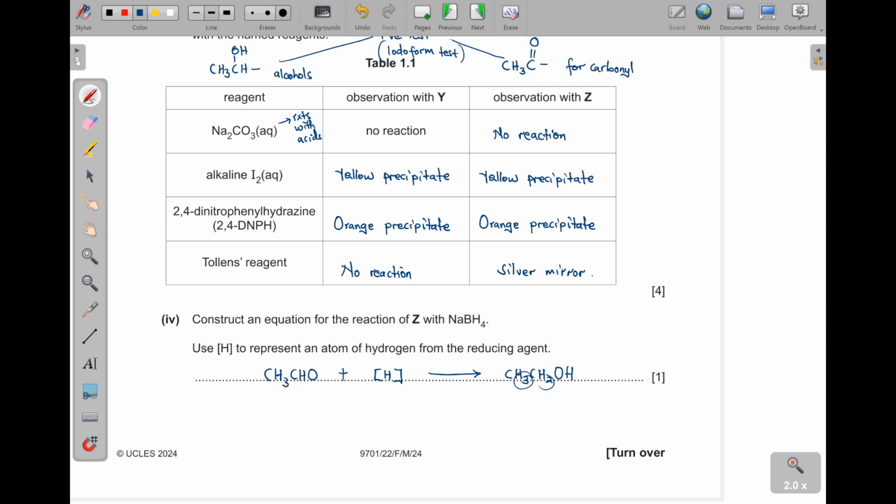So how many hydrogens have been added here? This is 3, then 5, 6. So altogether, those are 6 hydrogens, right? But then here there are 4 hydrogens. That means 2 hydrogens have been added. So I'll put a 2 here. That will be the balanced equation.